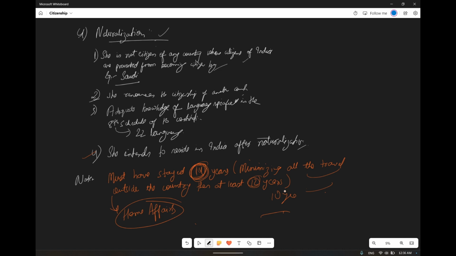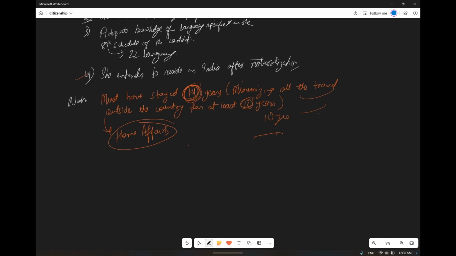On what ground will the central government do this? On the basis of the service the person has rendered, for example in the field of science, philosophy, art, literature, world peace, and human progress. On that basis also a person can be given citizenship, but the power resides with the central government. In such a case we see Adnan Sami.